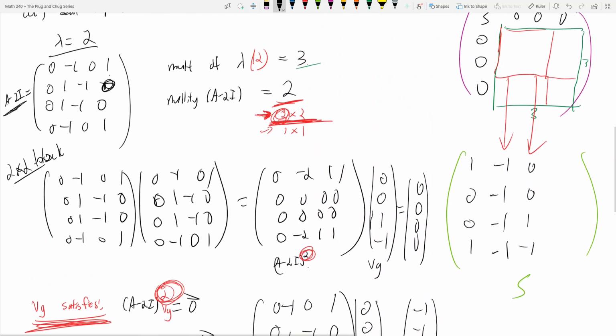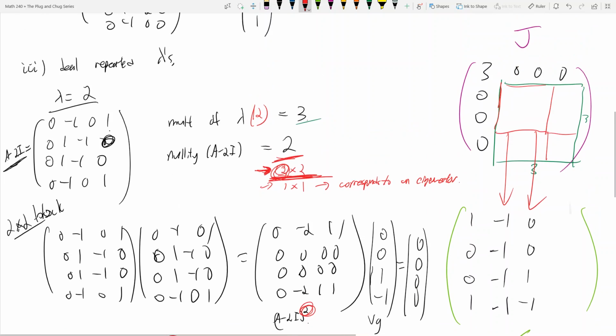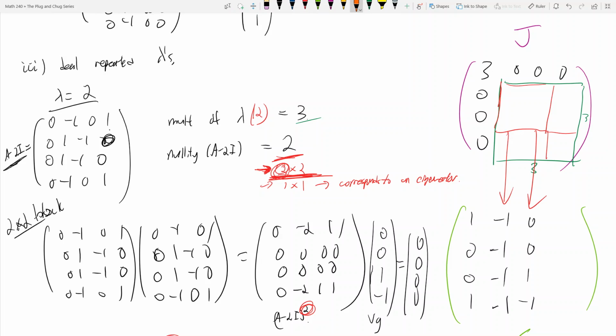1x1 blocks correspond to an eigenvector. And this should have tipped you off because this 3 up here is technically sitting by itself in a 1x1 block, right? That's a 1x1 block right here. This 3 is just chilling in a 1x1 block. So a 1x1 block corresponds to an eigenvector.